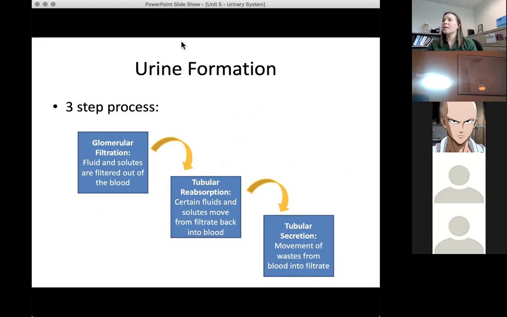So the next section is to take a closer look at the 3 processes that are involved in urine formation. So we have, first of all, glomerular filtration, which is when the kidneys filter the blood to produce filtrate.